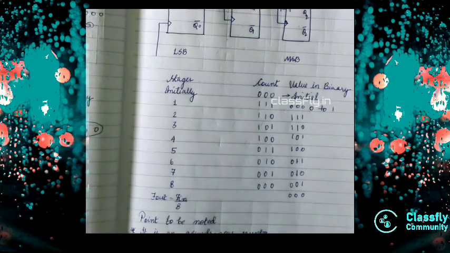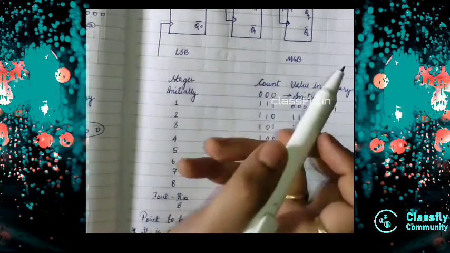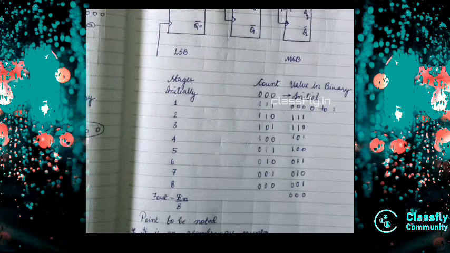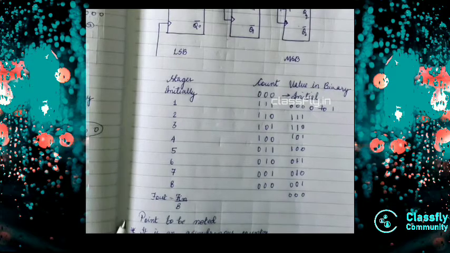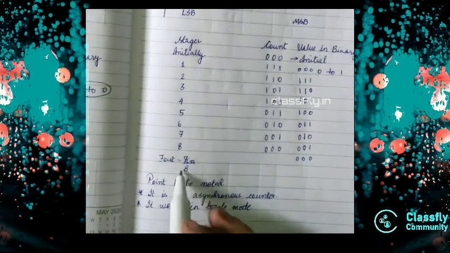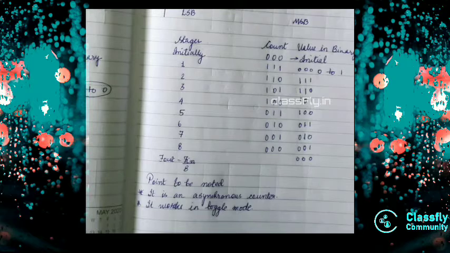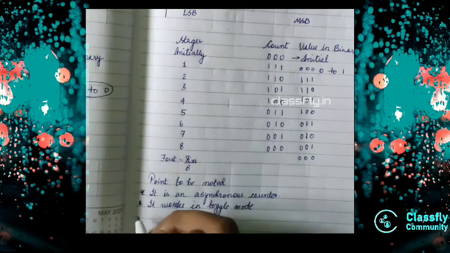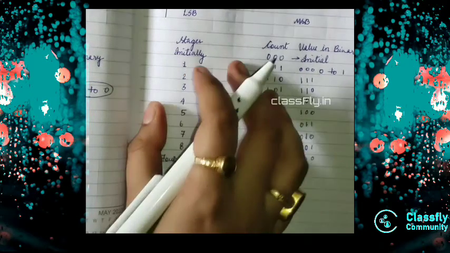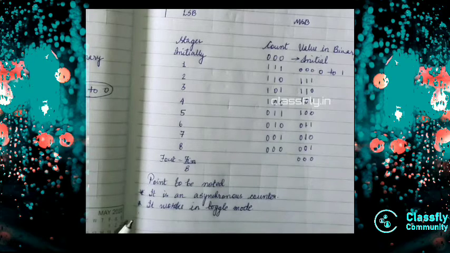So the basic difference between the down and the up counter is that the down one will be positively triggered and the up one will be negatively triggered. And here also the frequency divider will be the same, that is f out is equal to f in by 8. And the point to be noted is that it is an asynchronous counter and it works in the toggle mode. One more thing: the first flip-flop will be externally connected to the clock, while the other flip-flops will take the output of the previous flip-flops.